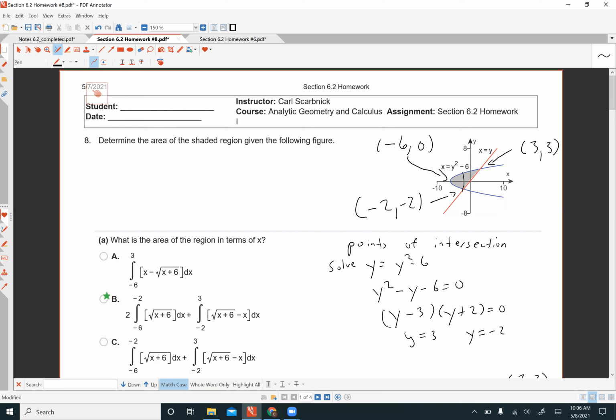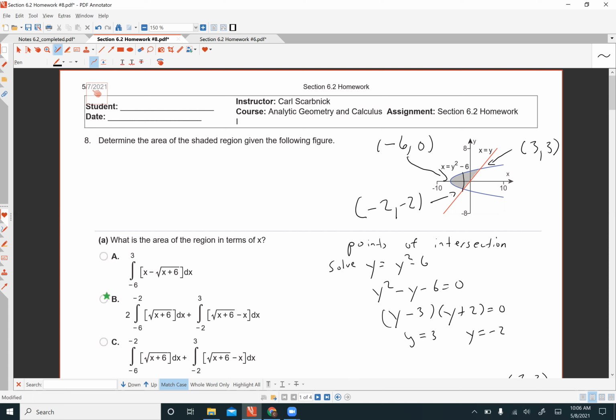So we have the line x equals y, I'm sorry, y is the independent variable. And we have the curve x equals y squared minus 6. So we get this parabola going along the y-axis. It's kind of set up nice to get the points of intersection. So we just solve y equals y squared minus 6.